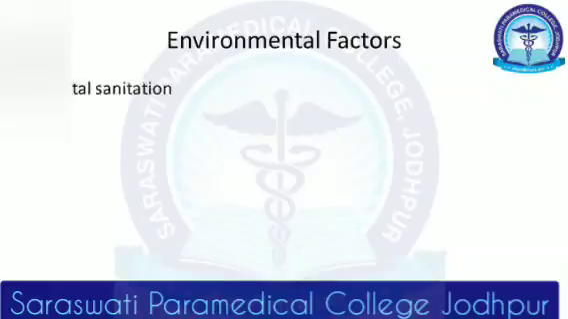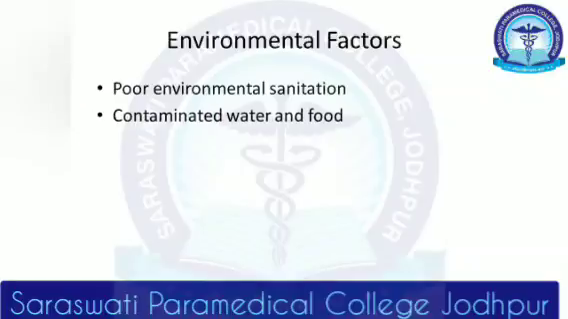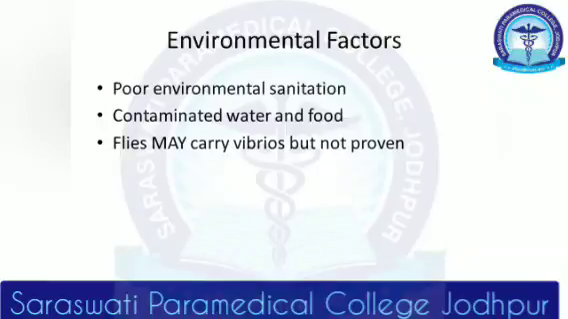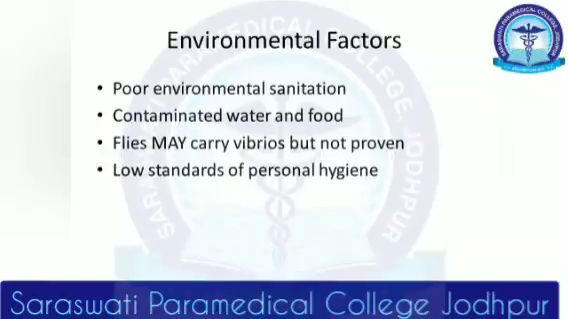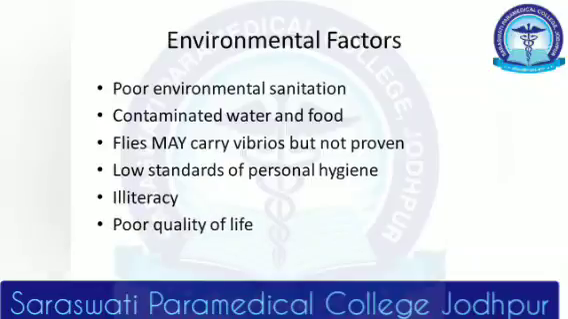Environmental factors which facilitate spread of cholera are poor environmental sanitation, contaminated water and food consumption. Flies may carry vibrios, but their role has not been proven. Low standards of personal hygiene, illiteracy, poor quality of life, and the habit of open defecation have been associated with increased risk of cholera.